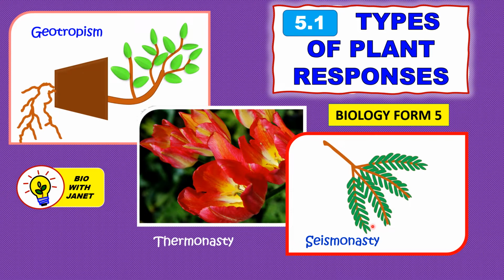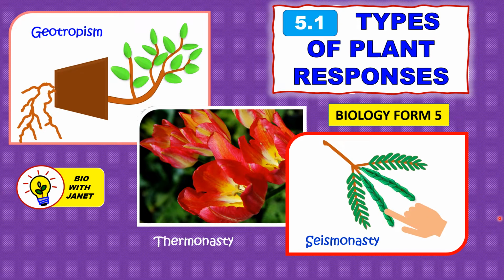And this plant here is the Mimosa pudica plant, or pokok semalu. Sometimes they call it the touch-me-not or shy plant. When someone touches the leaves, they will close, right? They'll fold up because the touch is like a shock to them, and this is the stimulus that causes the leaves to fold up. This is an example of seismonasty, which is a type of plant response. Let's find out more.